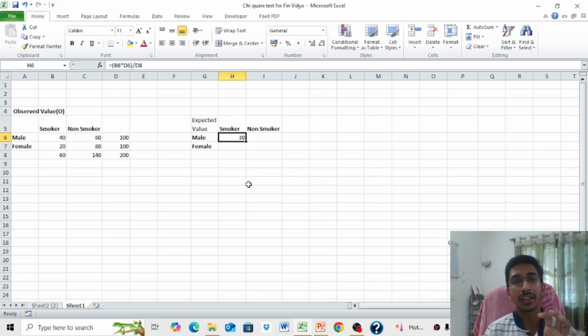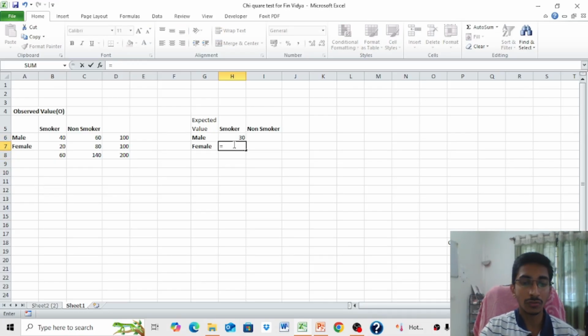This is the expected value of smoker and male. Next, female, same: equal to bracket open, select the column total multiplied by row total, bracket close, divided by grand total, done. The same result here. Okay, same as in non-smoker.